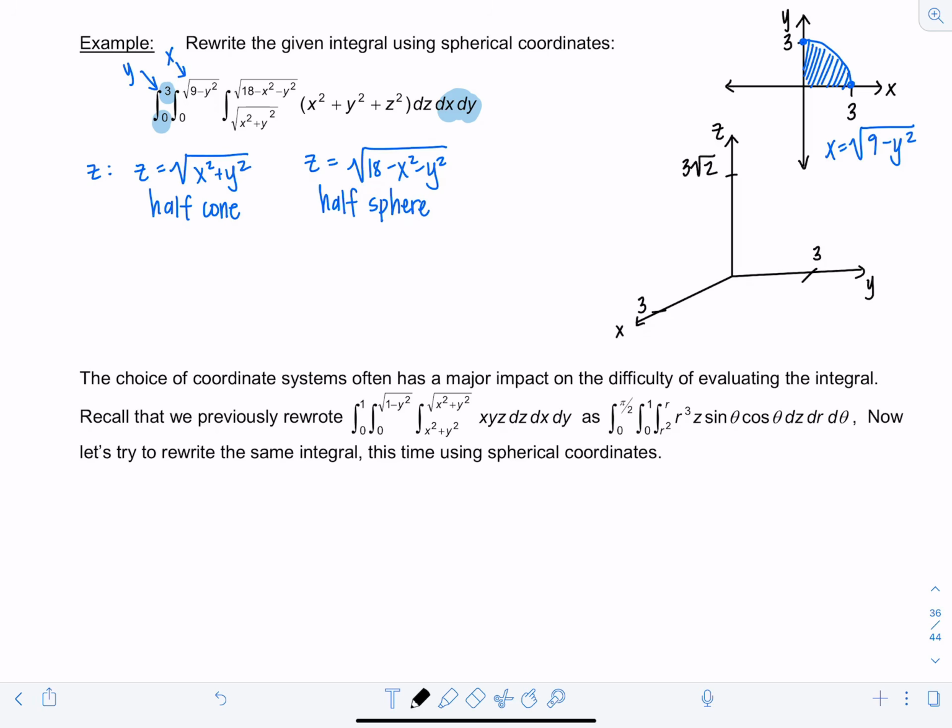Okay, good. So here we've got the cone. The cone is making an angle of pi over 4 with the positive z-axis. Maybe something like that. There's the cone. And then the half sphere, I'm not going to draw all of it, just the part that our graph lives underneath.